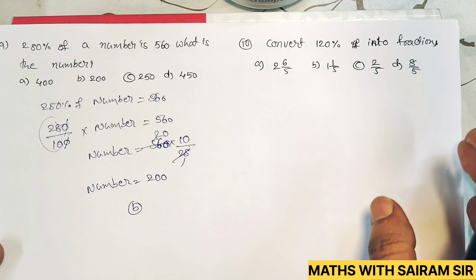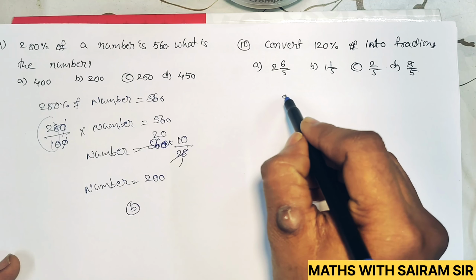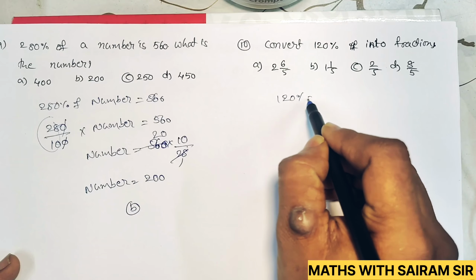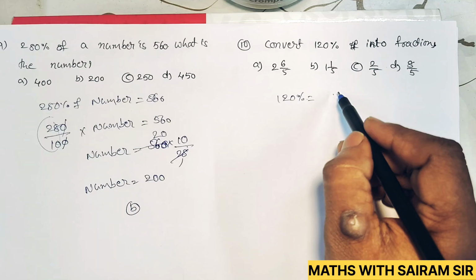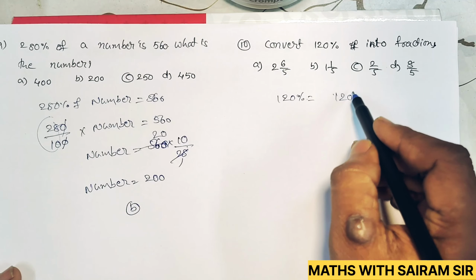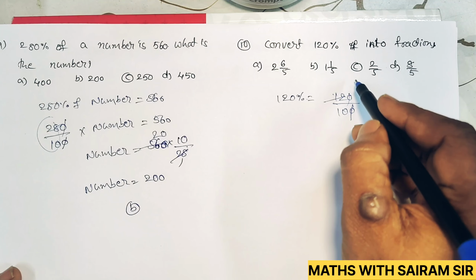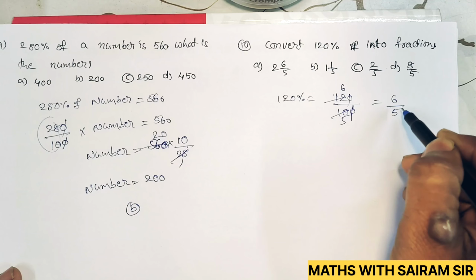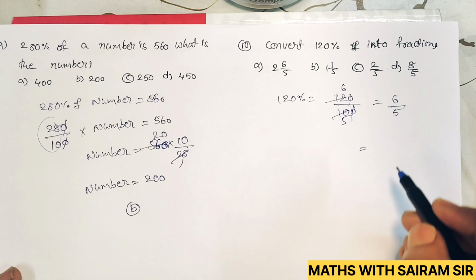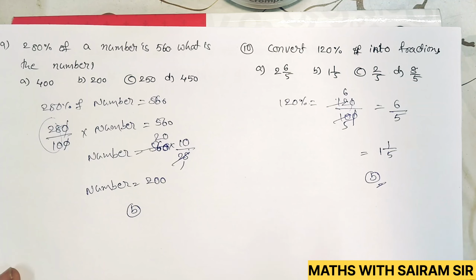Now let us observe the next question. Convert 120% into fractions. So to convert this 120% into fraction, what we need to do? We need to make use of the concept of percentage. Okay, percentage means what? For 100, that means 120% means what? 120 for 100. So 0 0 get cancelled. Here 2 sixes are 12, 2 fives are 10, what is left over? 6 by 5. If you convert that into mixed fraction, this can be written as 1 whole 1 by 5. That is option B is the correct answer for this question.